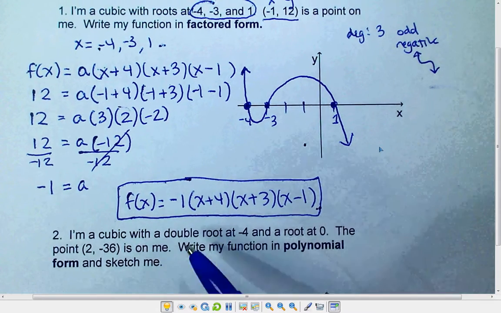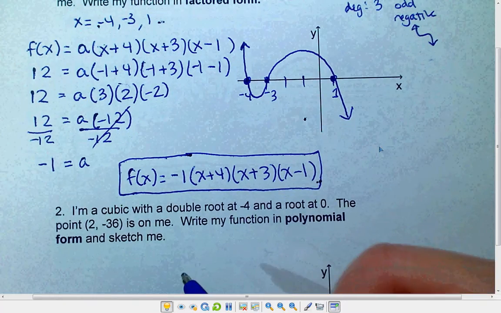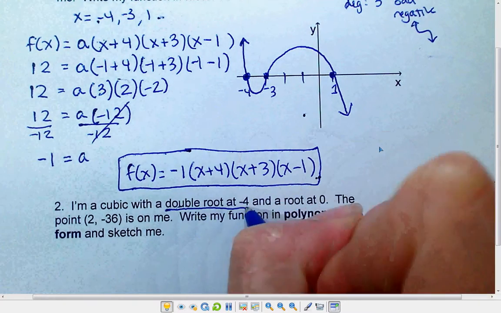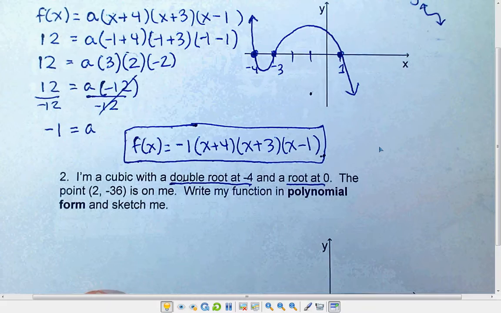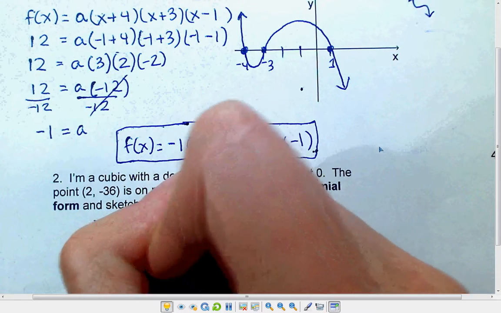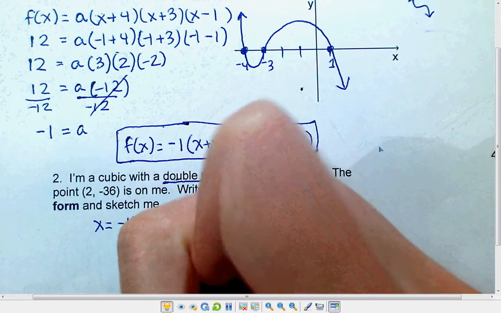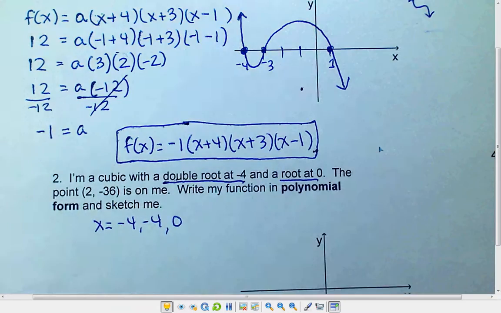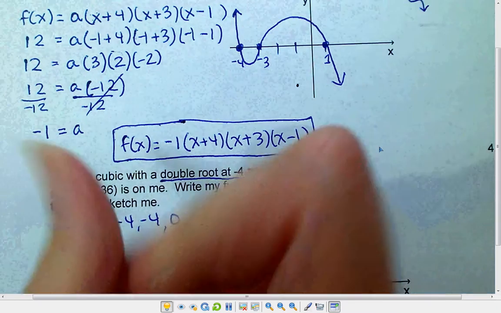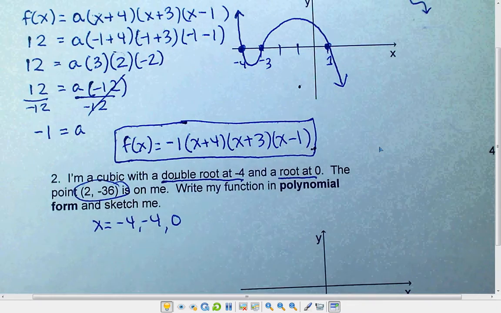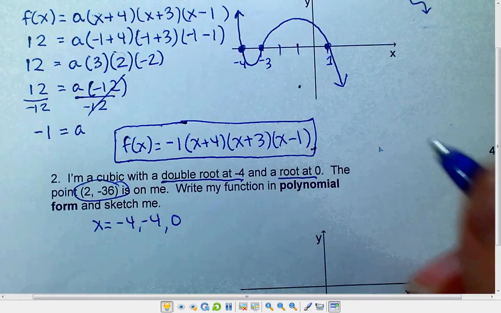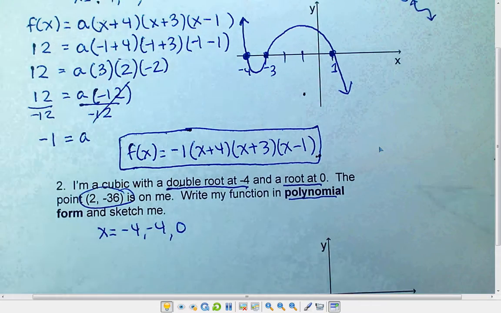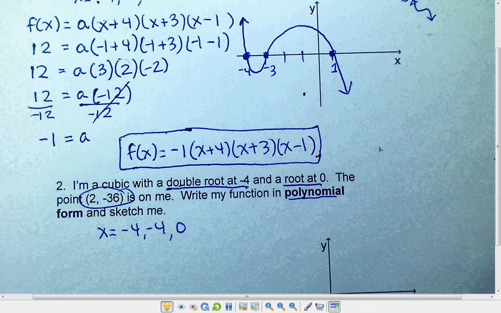Okay, let's do number 2 now. I'm a cubic with a double root at -4 and a root at 0. So let's start off with our roots again. We have a double root, so I'm going to write -4 2 times, and a root at 0. And again, they're going to give us another point. This time we're going to write the function in polynomial form, which I'm going to show you what that looks like. And we're going to sketch it again.